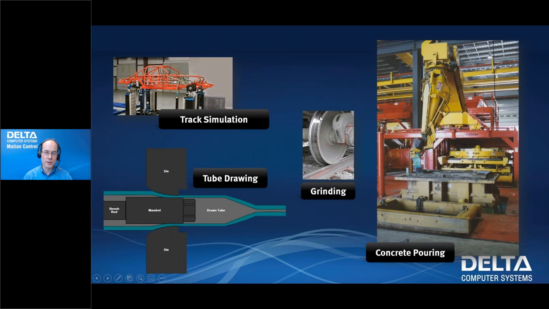Grinding: we had an example where a customer was grinding rail car wheels, and they used curves to make sure they were following the correct profile right on the wheel. And we can also do multidimensional things with curves. Here's a concrete pouring application. This rotates and goes in and out. Here it's pouring concrete into a form that will create a vault for underground utilities.